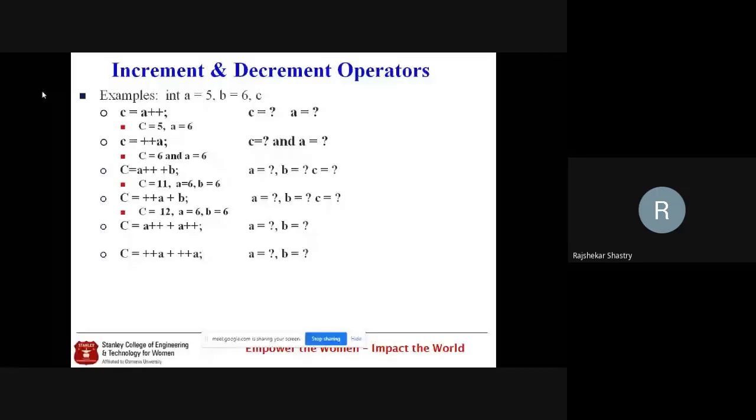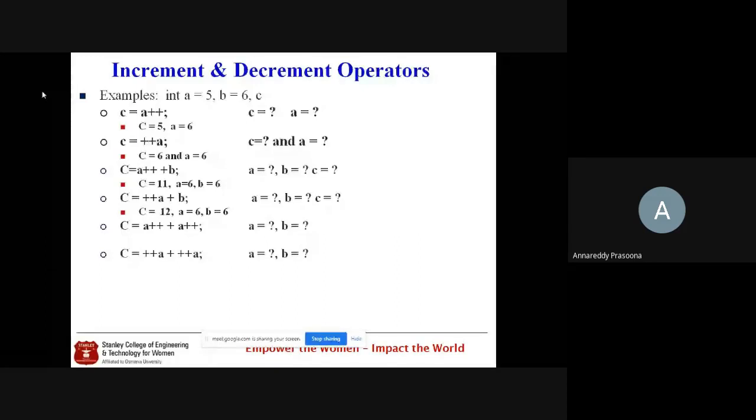Can anybody tell me what is this? Anyone? If it is visible on the screen, I want the next one. A plus plus plus A plus plus. A is 6, 6 and 10, C. I want that both A and C only, not B. I don't want B. Assume that A is 5.